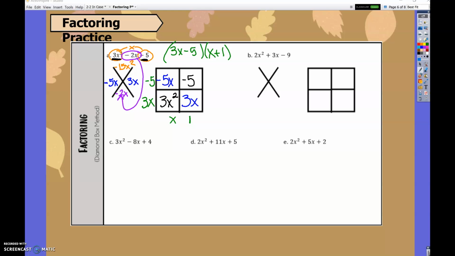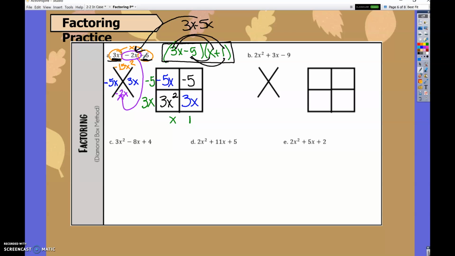Now, with a little bit of practice, you'll get this pattern down, but one thing we can do, just so you know it's not magic and it really does work: 3x times x would make 3x squared. 3x times 1 is 3x. Negative 5 times x is negative 5x, and if I took 3x minus 5x, I do get negative 2x. Negative 5 times 1 gives me negative 5. I know that this green factored two-binomial equation there is my factored form for my original.